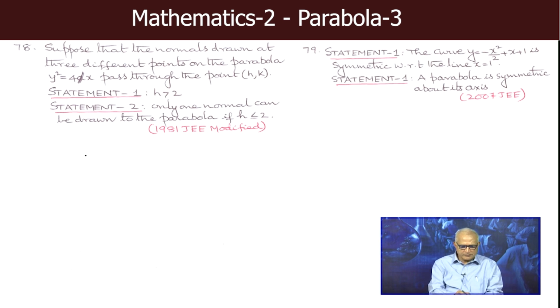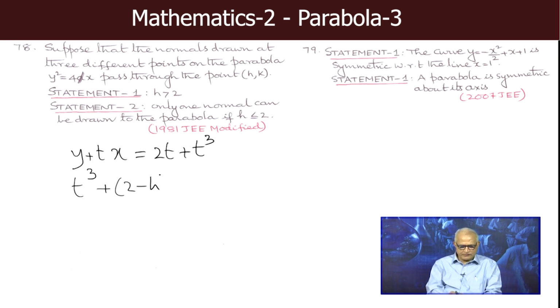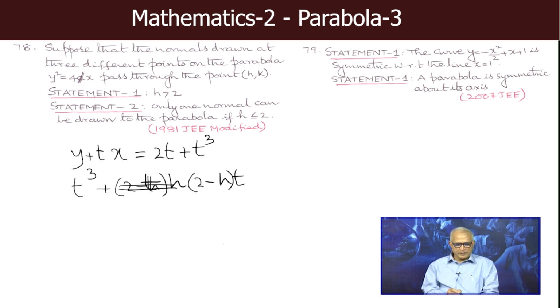Normal to the parabola is y plus tx equals 2at plus at cubed. This passes through (h, k). So t cubed plus (2 minus h) into t, or (2 minus h) into t, minus k equals 0. This is the condition for the normal to pass through (h, k).